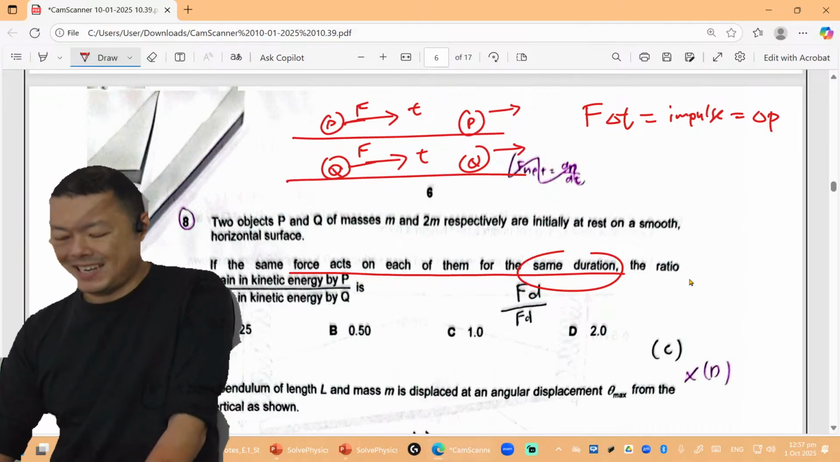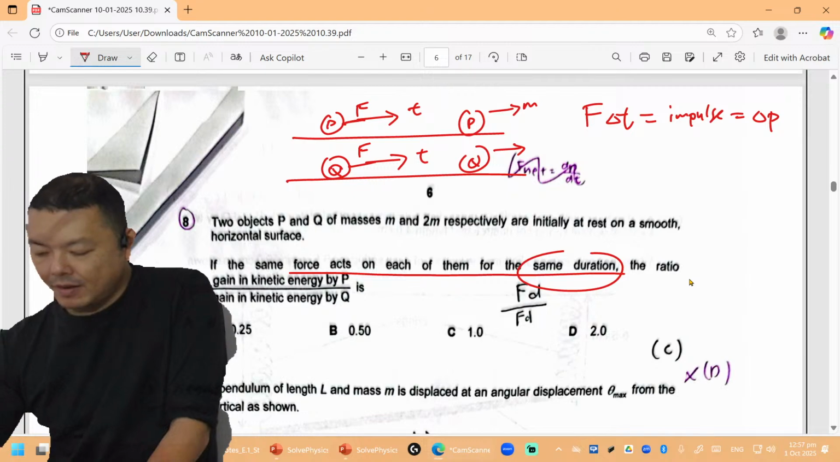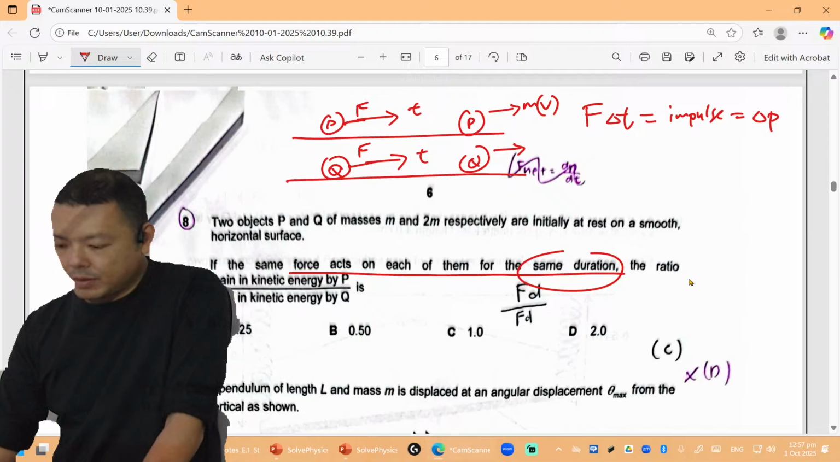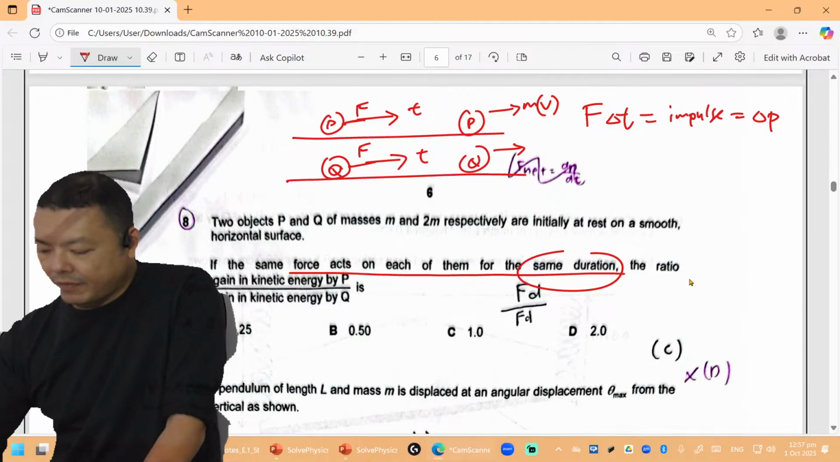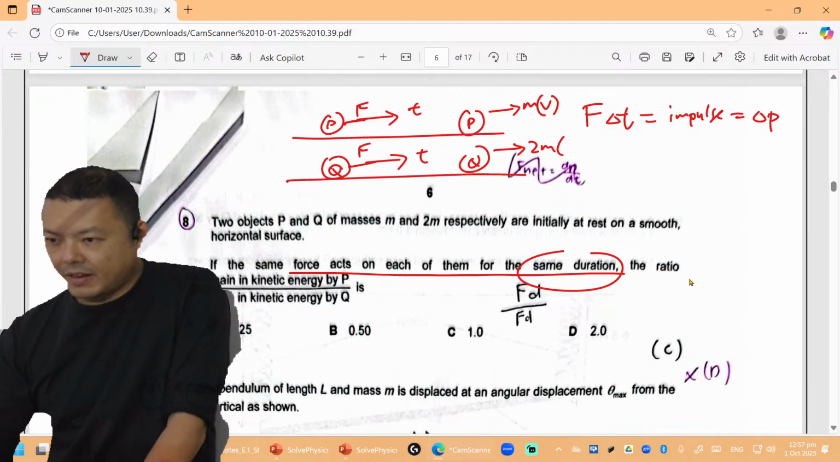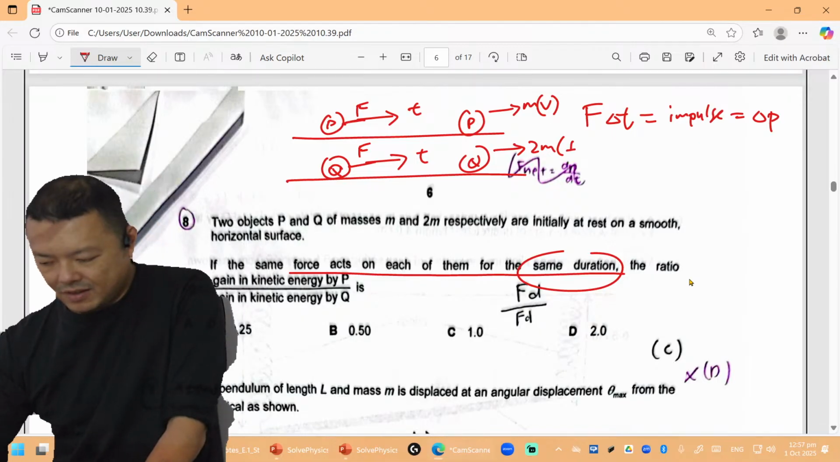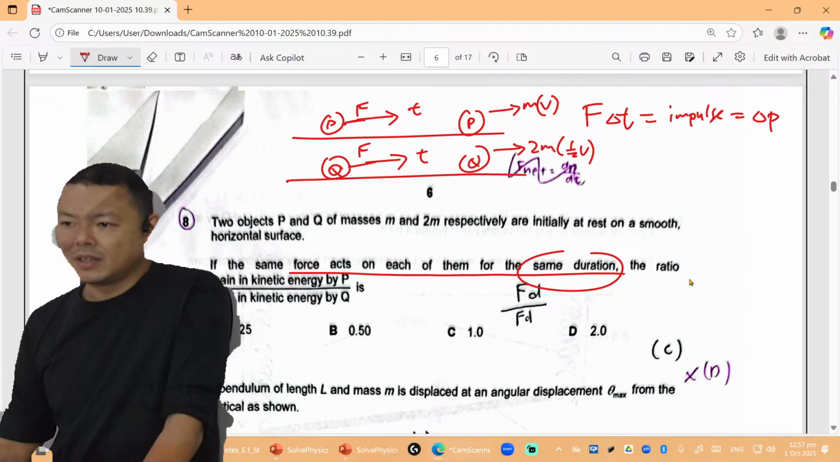But the problem is that P has the smaller mass, so it's m, and then it will be mv, like this. Okay, for example. How about Q? Q will have 2m, but in order to get the same momentum, the v that Q gets will be half v, like this. Yeah, there you go.